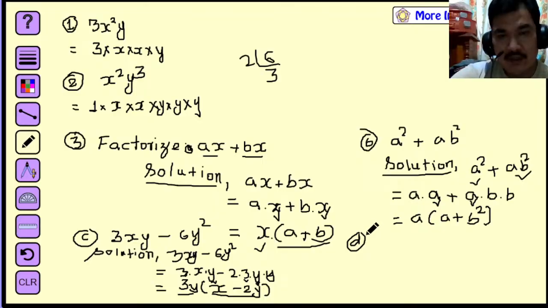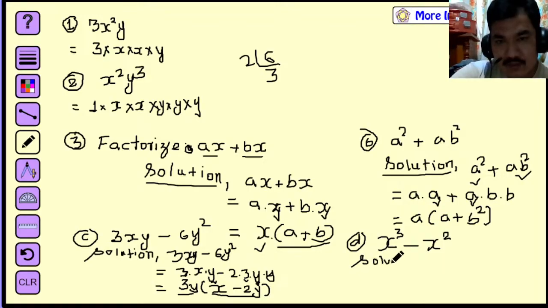Look, one more question I will do here related to this factorization. This is D number. Look here. If the question is given like this, what will you do? If there is given x cube minus x square, in this question, how to factorize? Write a solution. We can write solution like this, and we write the question once more here. This is x cube minus x square.